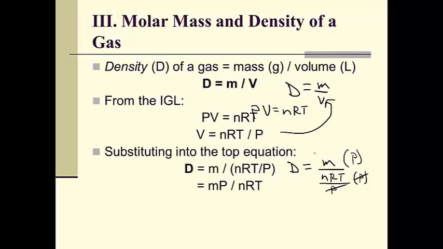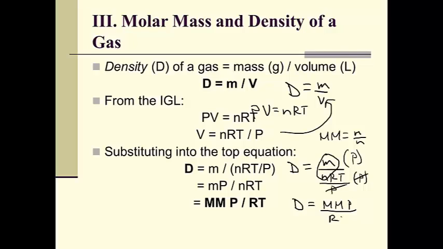Now, one more thing. Notice this right here, m over n. You saw that earlier. Molar mass is m over n. So in place of m over n, I can substitute molar mass. So that basically turns into molar mass times the pressure divided by RT. So we can say D is equal to molar mass times pressure over RT.